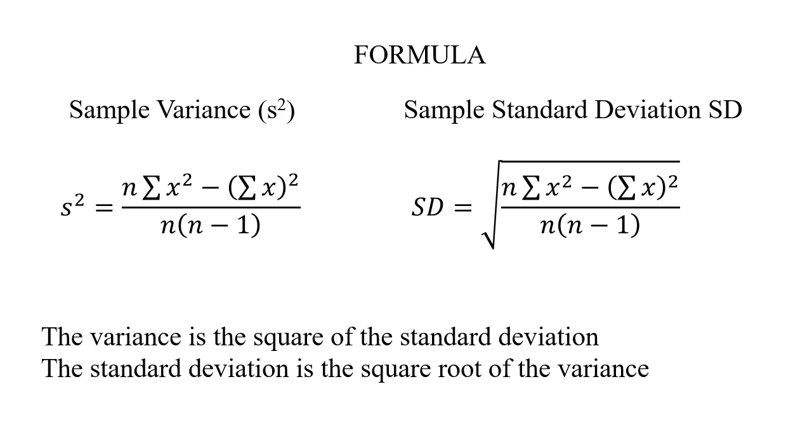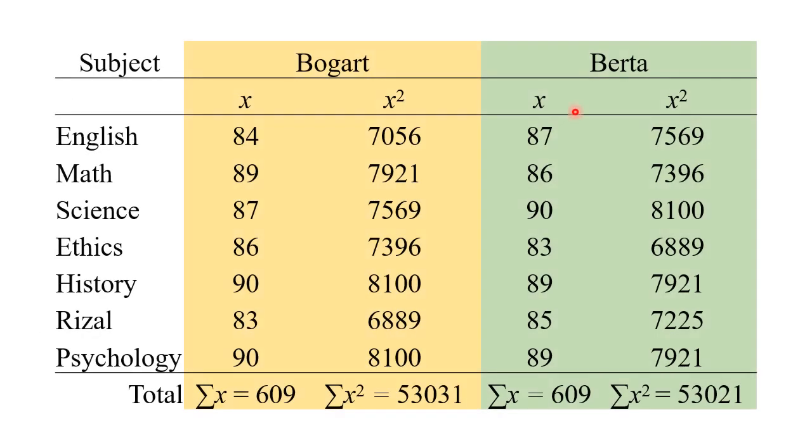Okay, now if we go back to the grades of Bogart and Berta, we already have the total of their grades, which is equivalent to 609. But if you're going to square their grades class, so squaring their grades, then you add, this is where you see now the differences. For Bogart, the sum of the squares of his grades is 53,031, while the sum of the squares of Berta's grades, represented by your x squared, is 53,021.